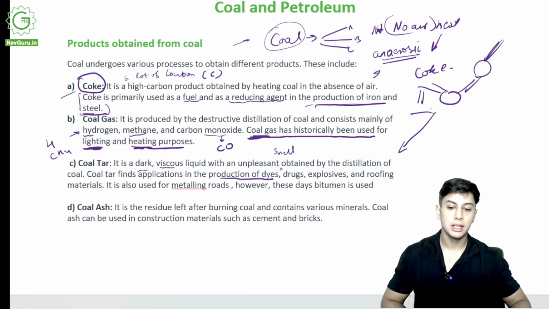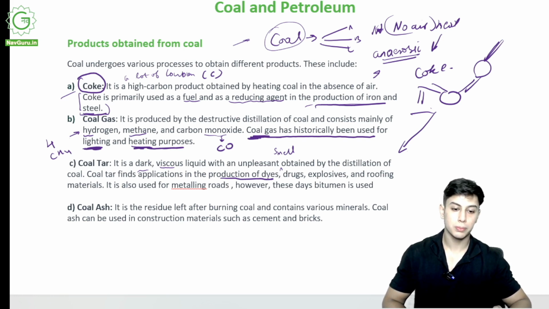What do I mean by drugs? It is used to make some sort of medicine. It is used in explosives, something like a bomb, coal tar can be used. It could be used for construction purposes, in mountains to make tunnels, and roofing materials. What do I mean by roofing materials? In the construction of the roof of your house, coal tar was used. It is used for waterproofing. It is also used for metaling roads.